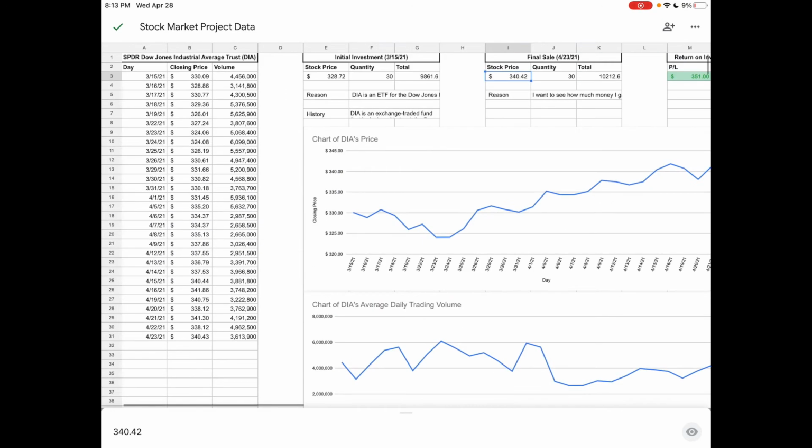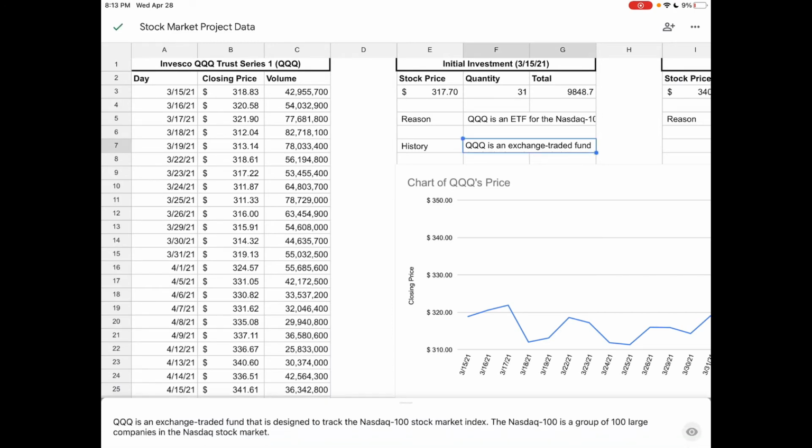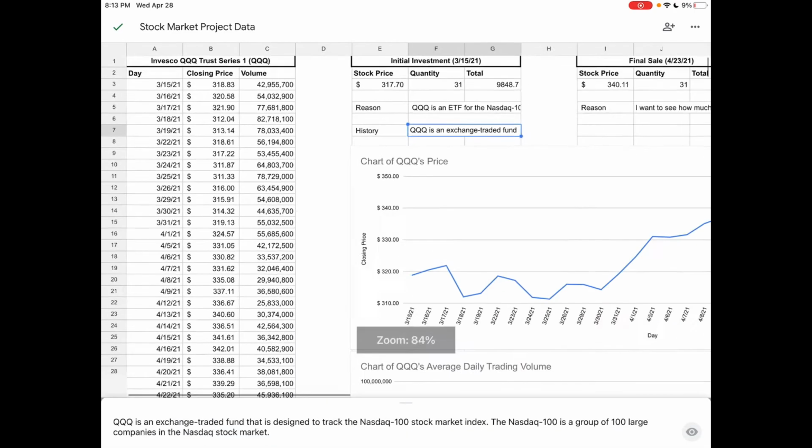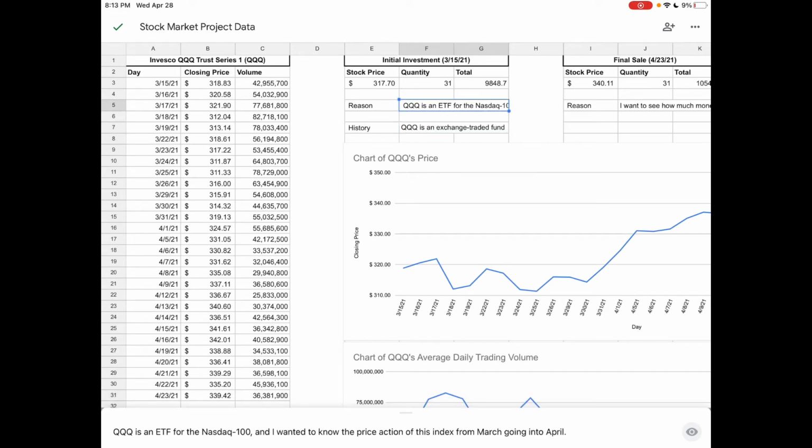And I think, yeah, this is the data that I got. And next is QQQ, which is an exchange traded fund that is designed to track the NASDAQ 100 stock market index. The NASDAQ 100 is a group of 100 large companies in the NASDAQ stock market. So the reason why I bought it is because it is an ETF for the NASDAQ 100, and I wanted to know the price action of this index from March going into April.